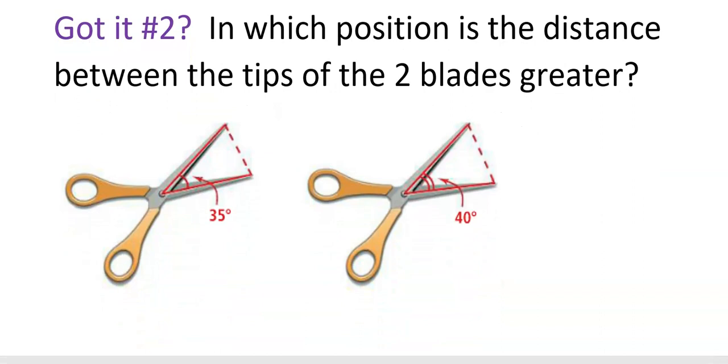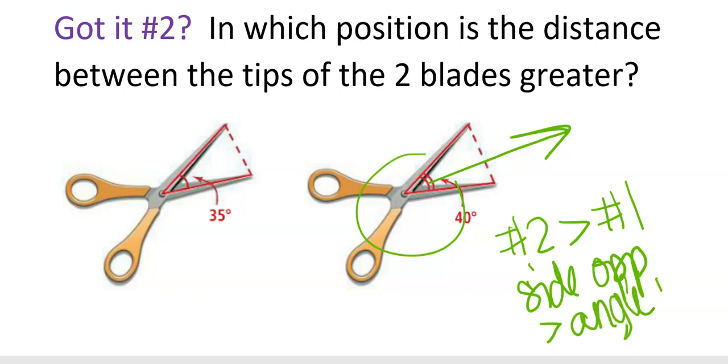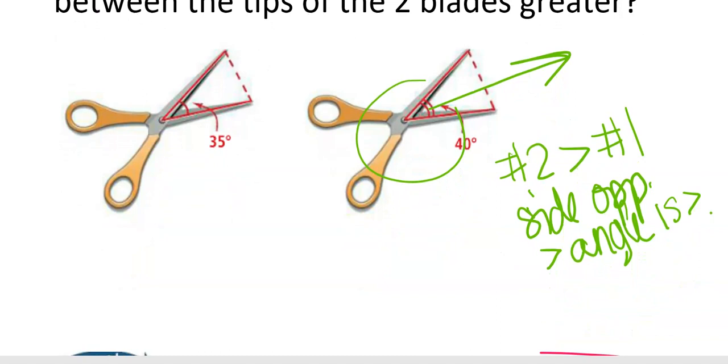Okay, on this one, which position is the distance between the tips greater? If you look at the angles, 40 is bigger, so this one must be bigger. So I'm going to say number 2 greater than number 1. And I just kind of explained it in words that time. I could have just said side angle side inequality theorem. The side opposite the greater angle is greater, which is basically that theorem in less words.